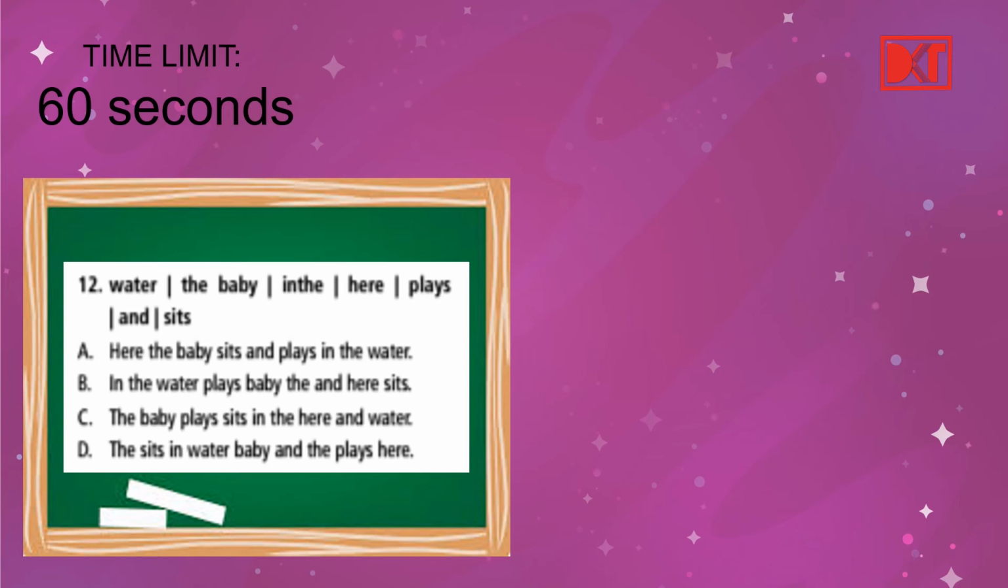Alright, now next up we have: water the baby in the here plays and sits. Right here at first glance, the subject seems to be the baby. So let's read the sentence. The baby plays, sits in the hair and water. Okay, now this doesn't make sense.